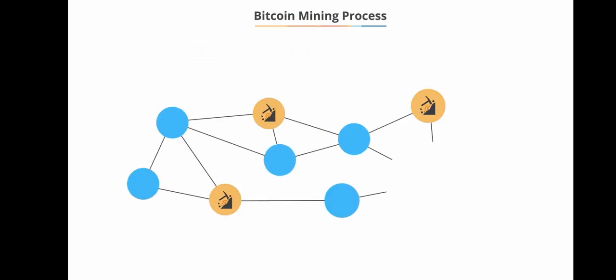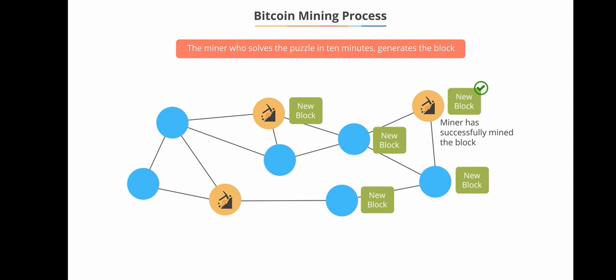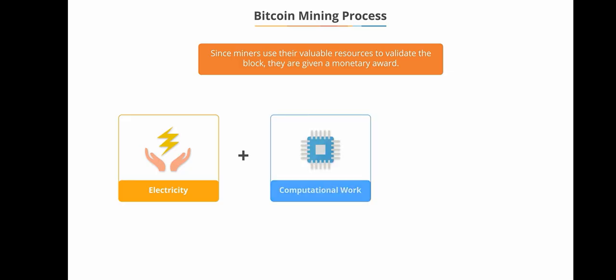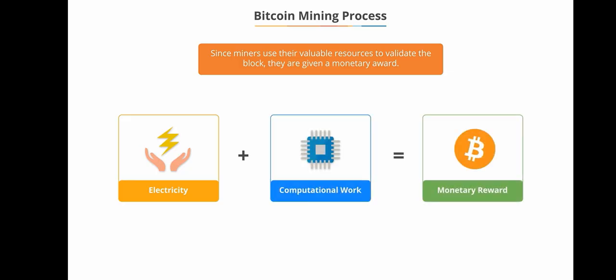Bitcoin mining process. The miner who solves the puzzle the fastest generates the block. Immediately, the mining node transmits the block to all its peers. They receive, validate, and then propagate the new block. Since miners use their valuable resources to validate the block, they are given a monetary reward. A successful miner is rewarded with newly created bitcoins. The block reward is halved every 210,000 blocks, or approximately every 4 years.